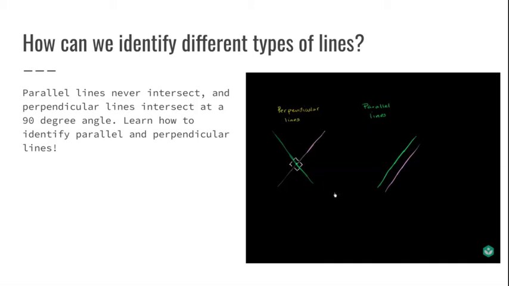If we have two lines that, let's say they intersect, but they don't intersect at a right angle. So let's say we have that line and we have this line right over here, and they're clearly not intersecting at a right angle, then we call these neither perpendicular nor parallel lines. These lines just intersect.